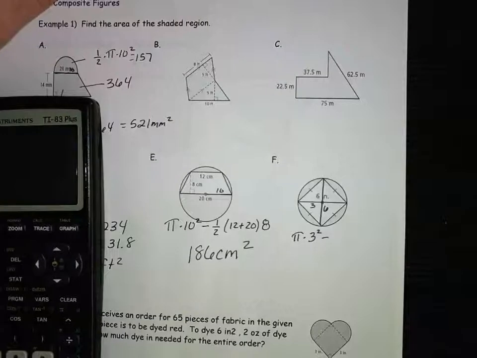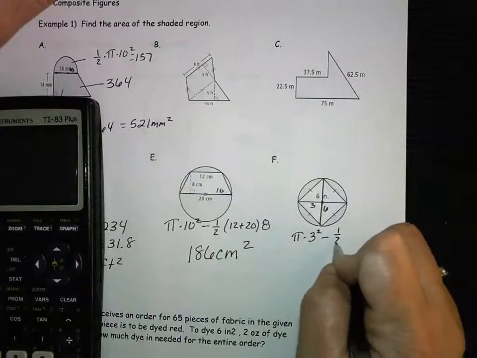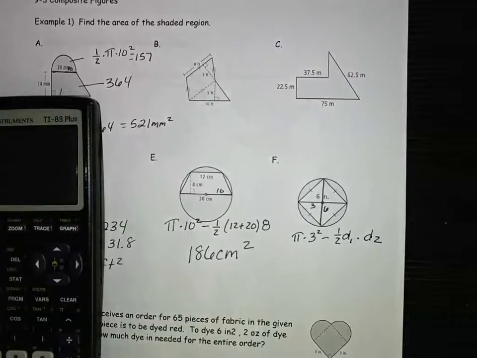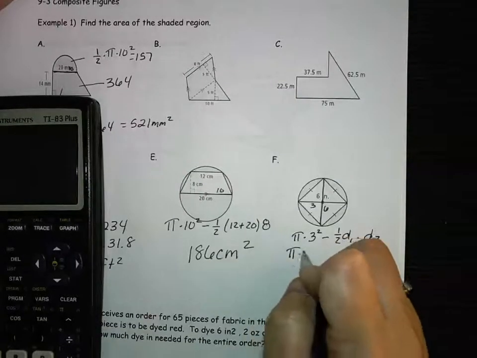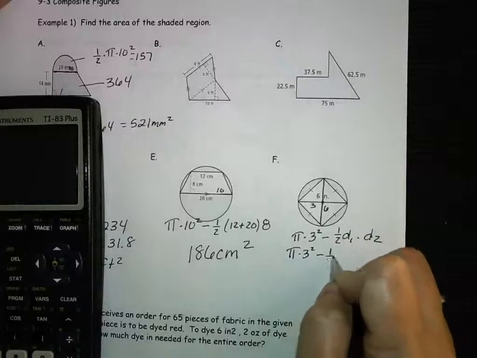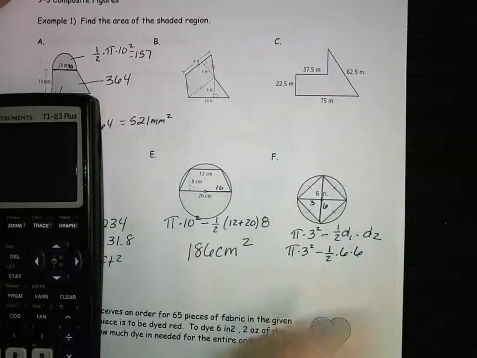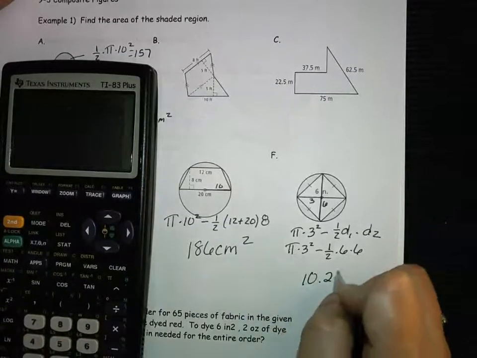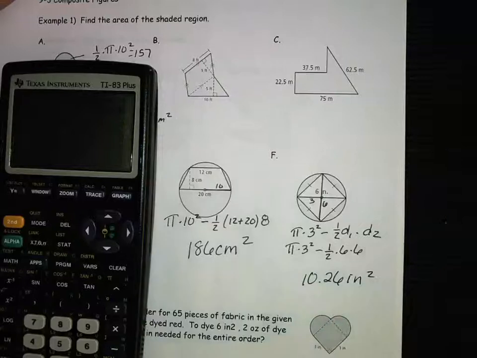And if you remember back from 9-1, to find the area of a rhombus, we could do 1/2 diagonal 1 times diagonal 2. So if we consider that square a rhombus, and we do 1/2 diagonal 1 times diagonal 2, we can do pi times 3 squared minus 1/2 6 times 6, and we can enter that in our calculator, and we end up with 10.26 inches squared.